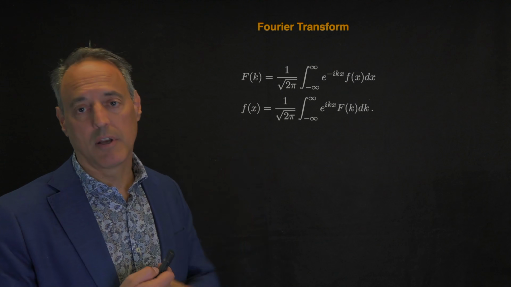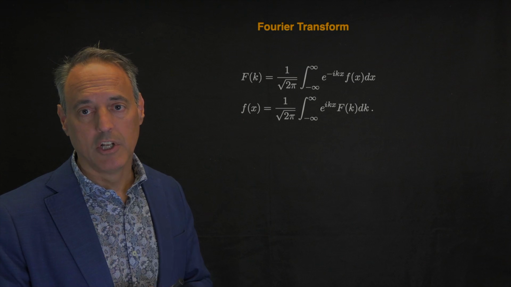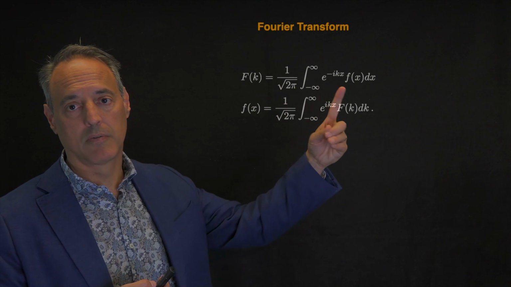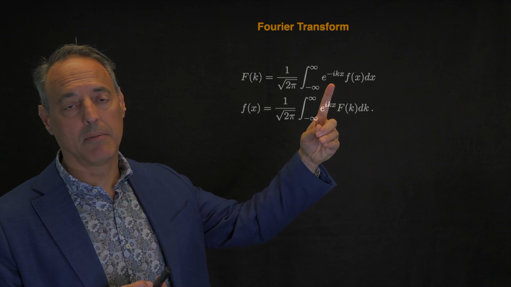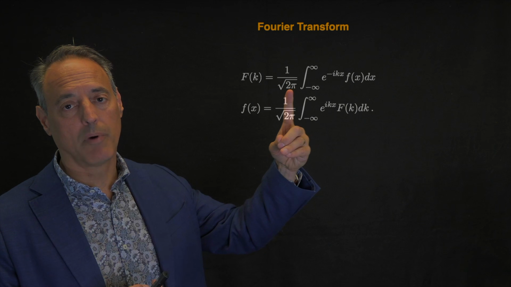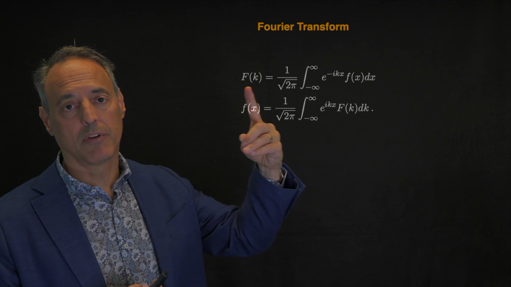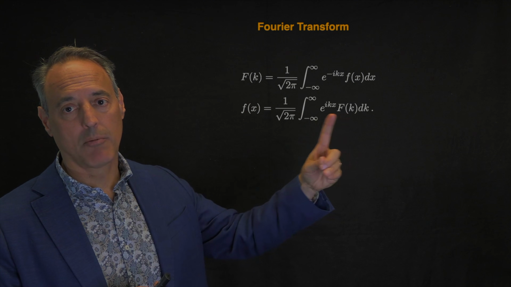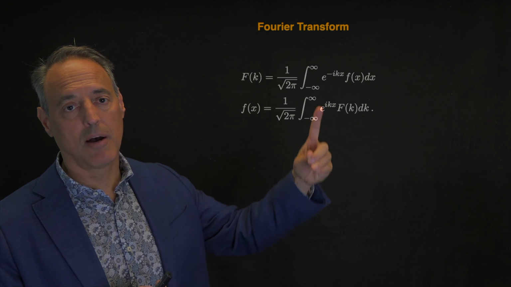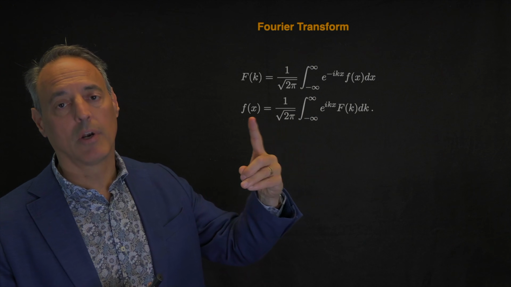So here's the definition of the Fourier transform pair. If you take a function of x and multiply by e to the minus ikx over the square root of 2 pi, and integrate, you put yourself in the Fourier domain. To come back from the Fourier domain, you have e to the ikx. So these are opposite signs, and you integrate and come back.